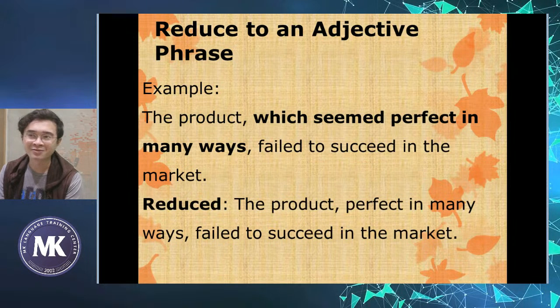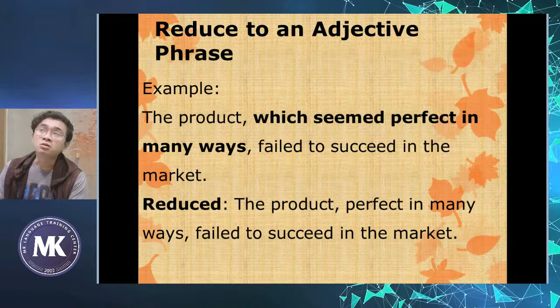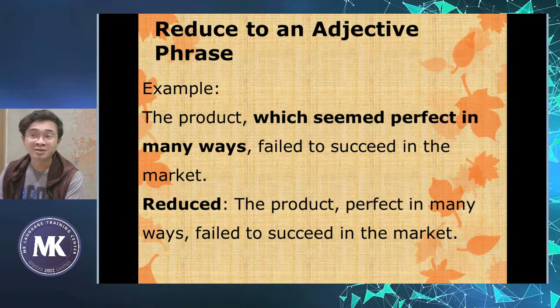Okay, so that's for reducing the relative clause to an adjective phrase. In this kind of sentence, in the previous examples, we can see that the relative clauses contain adjectives. That's why we can reduce them into an adjective only, and we can also reduce them into an adjective phrase in our sentence. Okay.